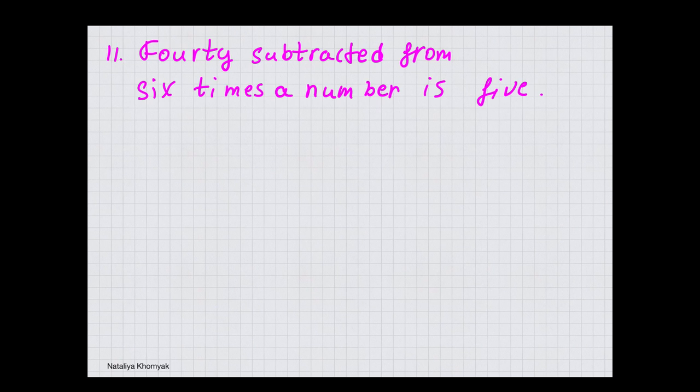40 subtracted from 6 times a number is 5. So 40 subtracted from 6 times a number, so we want to take away 40 from 6 times a number is equal to 5. That's all.